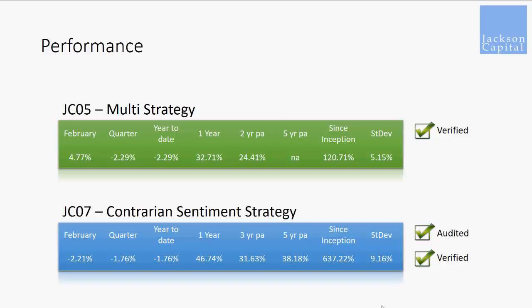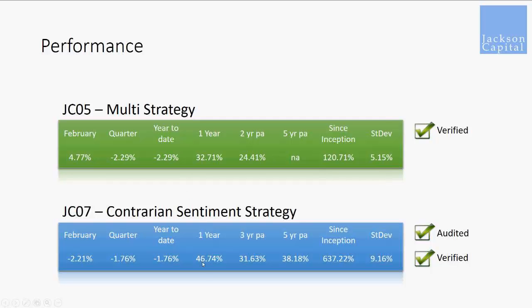All right, have a look at some of the performance here, okay? We've got verified and audited results, so upon request you can have a look at them for yourself. Let's just look at the year-to-dates and the breakdown on annualization. JCO5 has been running for about 2.5 years. In the last year we had about 32.71%. Over the last 2 years, we've done 24.41%. And since inception, 120%. Low standard deviation of 5.15%, which simply means the volatility in the equity curve, okay?